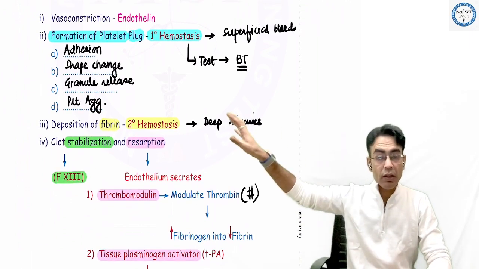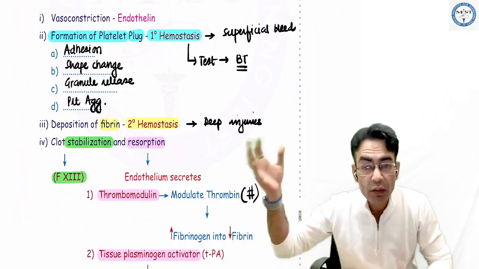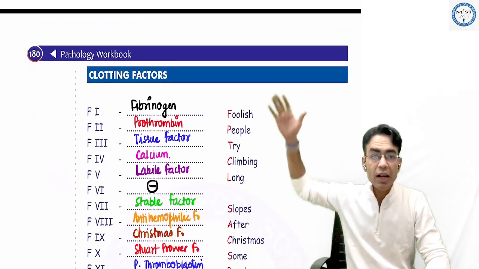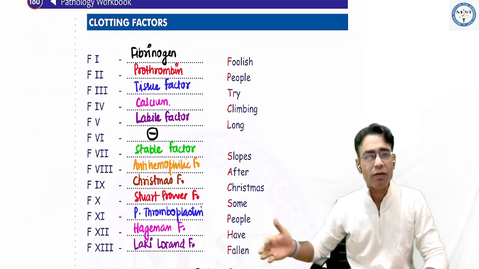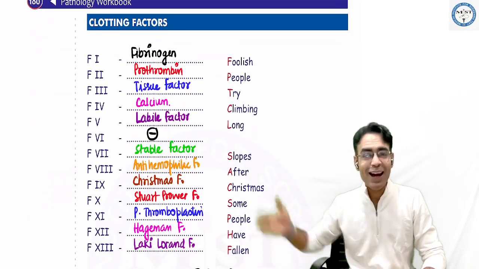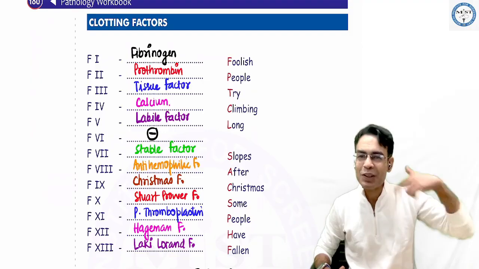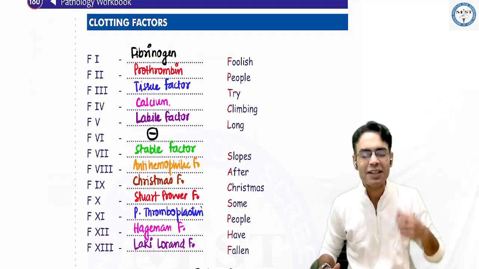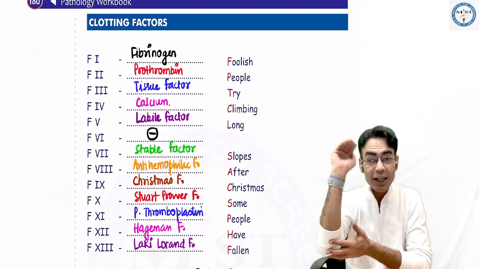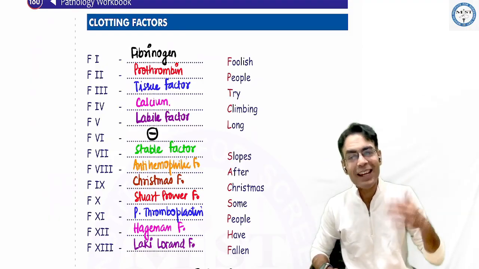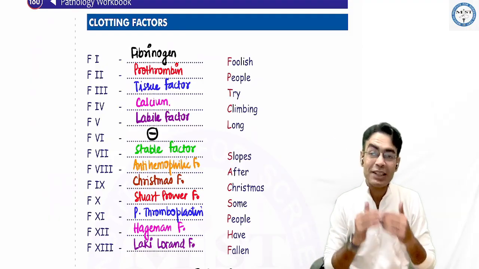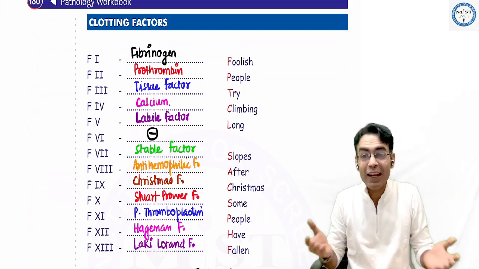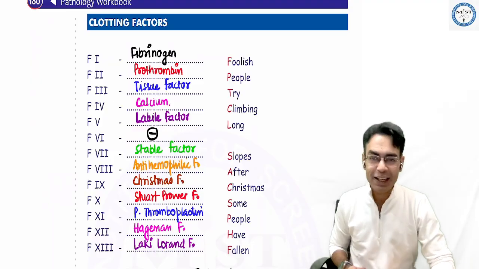Now, we have understood how it is happening, but we have to understand how we are getting fibrin. We are getting fibrin with the help of coagulation cascades. You have these coagulation factors. I hope you have learned them, I hope you remember them, and I hope you can repeat them as you repeated in the class. First is fibrinogen, second is prothrombin, third is tissue factor, four is calcium, five is labile, six is Babaji Katullu, seven is stable, eight is anti-hemophilic, nine is Christmas, 10 Stuart, 11 is plasma thromboplastin, 12 Hageman, and 13 Loki or Lackey-Lorand.